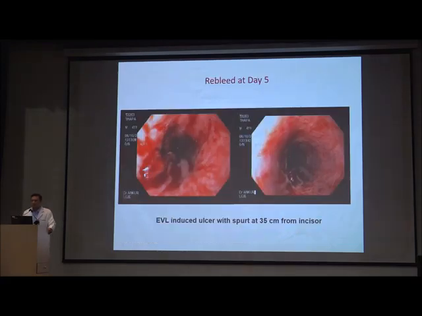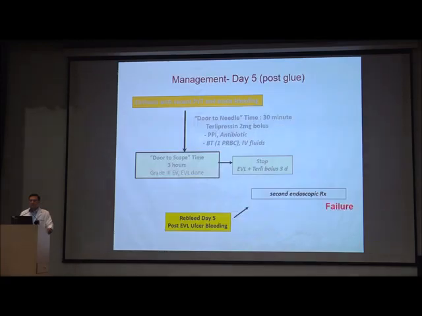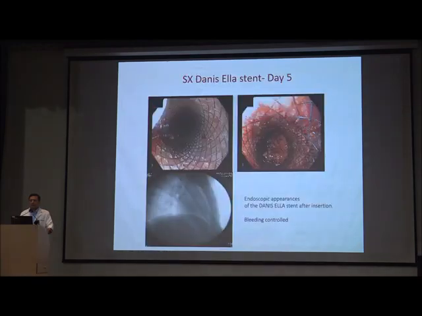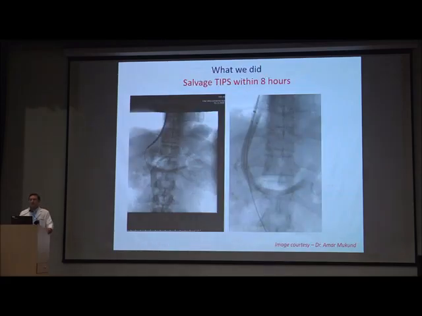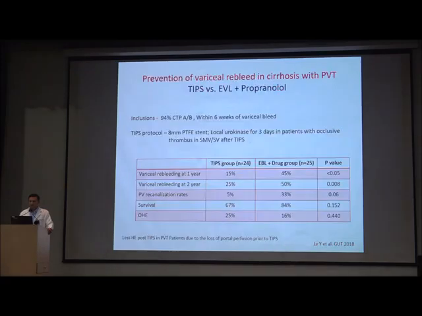However, this patient rebled at 5 days, and there was a large post-EVL ulcer in this patient, and the second endotherapy failed, and we rescued this patient with a Danis stent. So what next, what is the definite option in this patient? This patient underwent very early salvage TIPS within 8 hours from our IR lab. During the TIPS procedure, the stent was placed, suction thrombectomy was done, and one unit of urokinase was injected, and there was no rebleed thereafter.